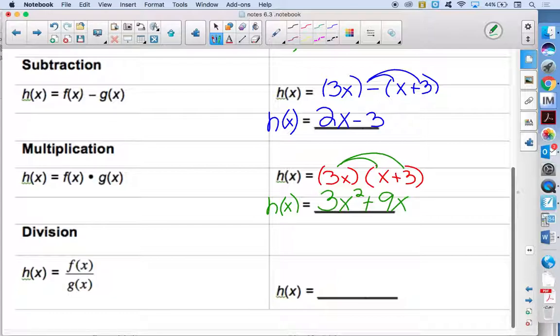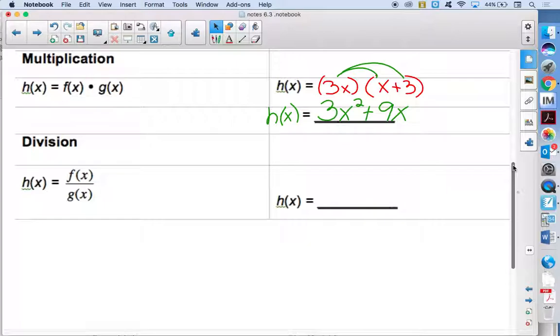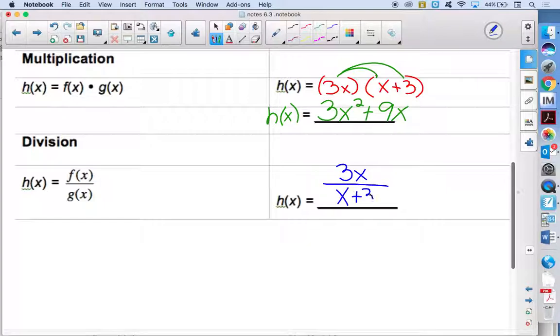So the last one is division. There's 4 operations: addition, subtraction, multiplication, division. And we're taking f of x divided by g of x. So we would write f of x, which is 3x, divided by g of x, which is x plus 3. Can this be simplified? Yes.